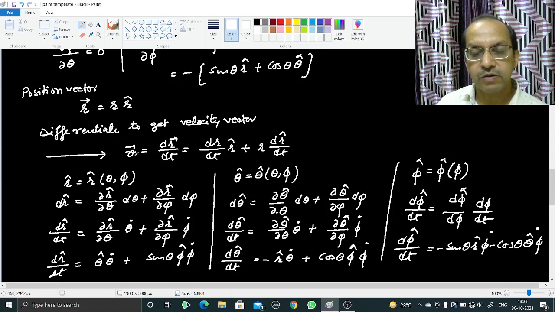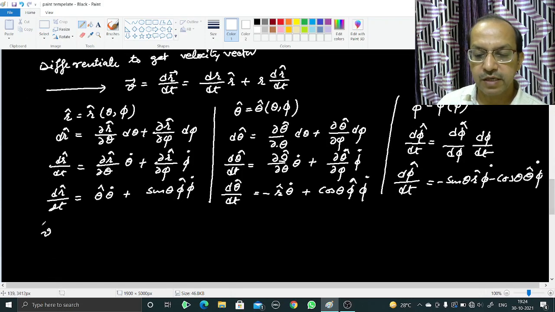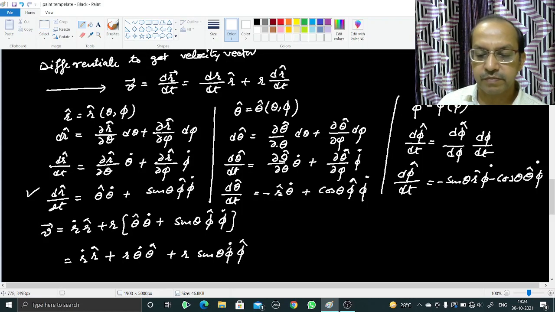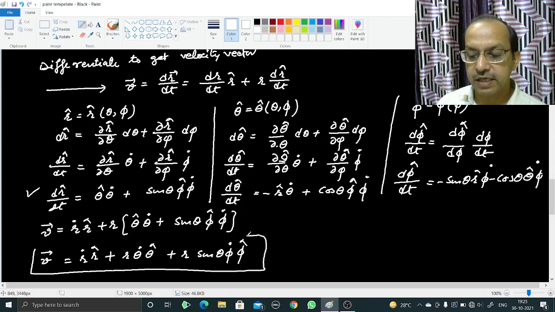So v vector, or you can say velocity, is dr over dt r cap plus r dr cap by dt. So velocity becomes r dot r cap plus r times dr cap dt, and dr cap dt is this one: theta dot theta cap plus sin theta phi dot phi cap. So it is equal to r dot r cap plus r theta dot theta cap plus r sin theta phi dot phi cap.